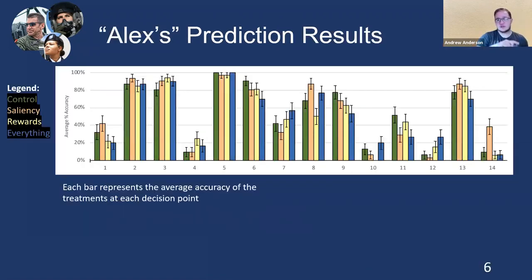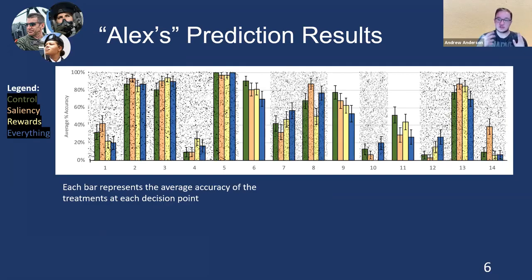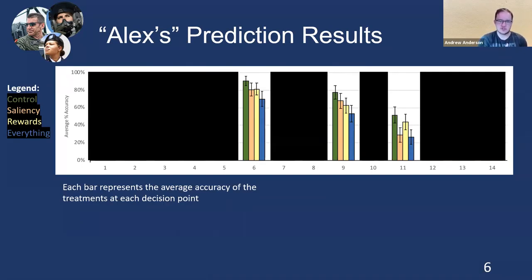So from this graph, all I really want you to see is that there was a lot of variation in people's accuracies across the 14 decision points. So from this, we had to derive patterns such as these 3 decision points, where the control, those green bars on the left, were actually the most accurate compared to any of the other treatments.